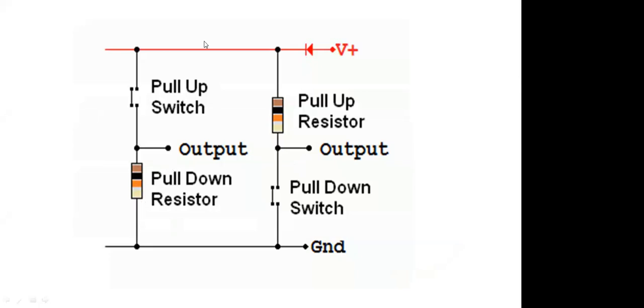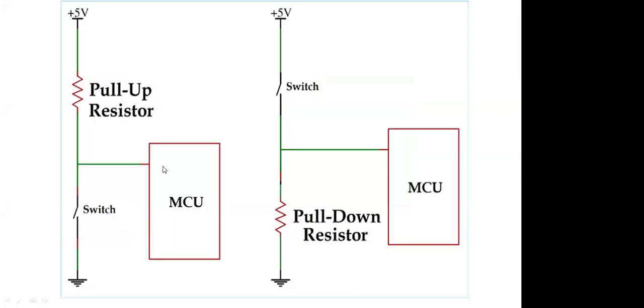This one, you can see over here, is a pull down resistor. So by default you are getting 0. As you press your push button, you are getting 5 volt. This one is a pull up resistor. So by default you are getting 5 volt. When you press the push button, you are going to get output that is 0 volt. So that is known as pull up resistor, and that is pull down resistor.